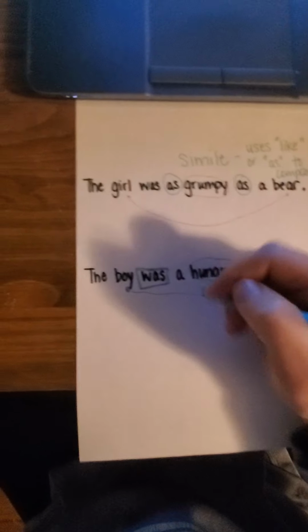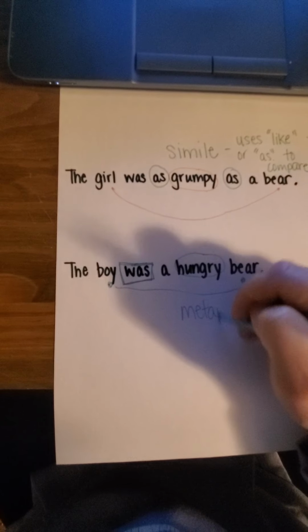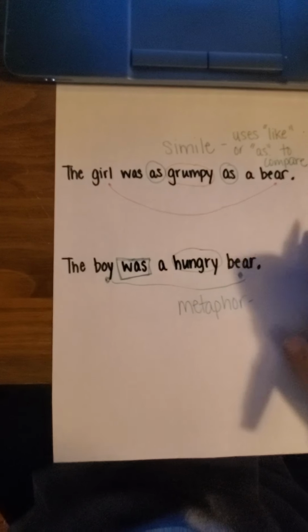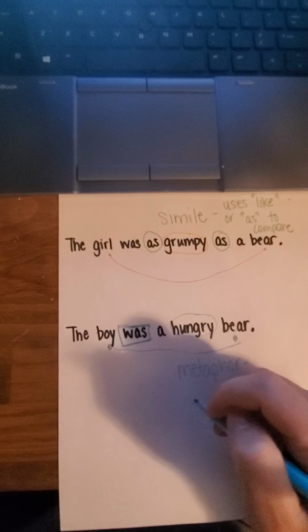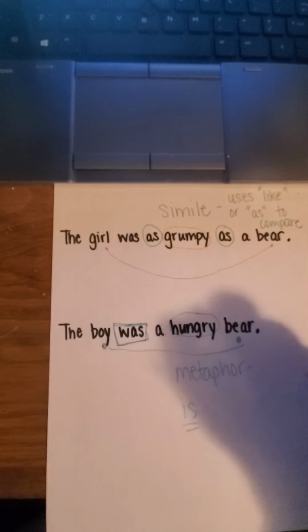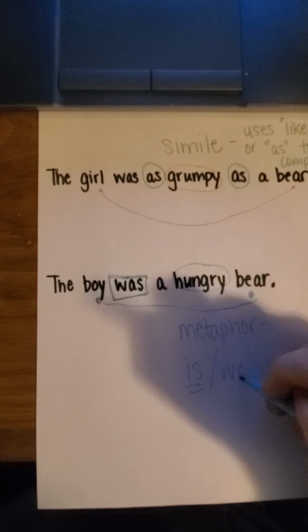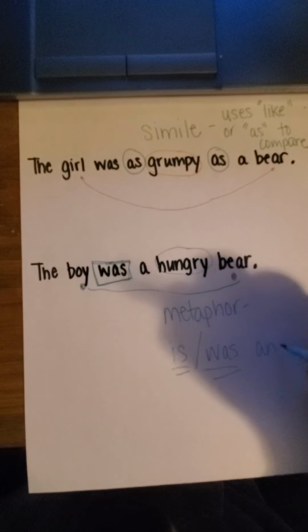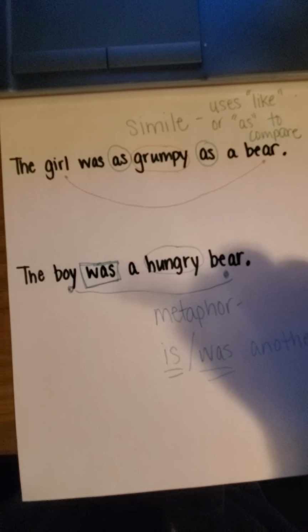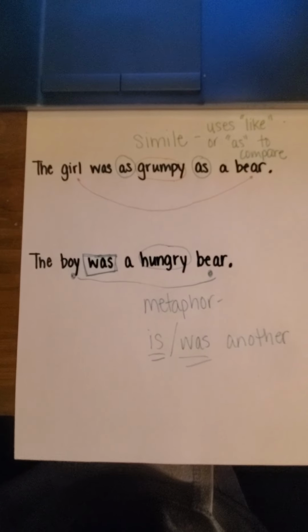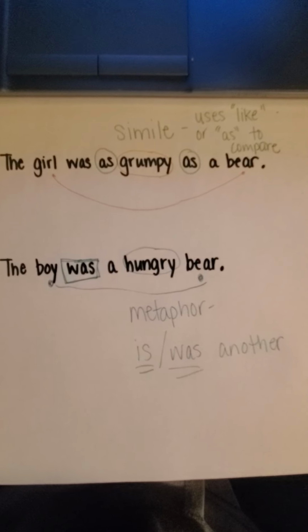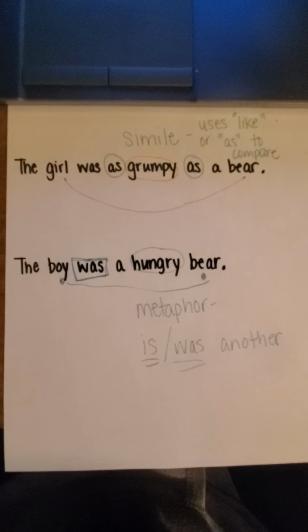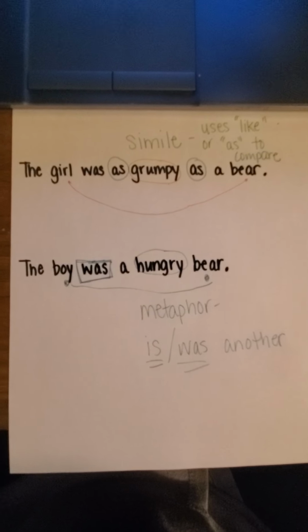Okay, when we have a metaphor, that also compares two things, but it does not use like or as to do the comparing. It says one thing is or was another when it does its comparing. And again, they have to be two things you wouldn't normally put together. Like her face was as red as a tomato. Would you normally think of somebody's face being a tomato? No, you wouldn't. Okay, so those would be two examples of similes and metaphors.